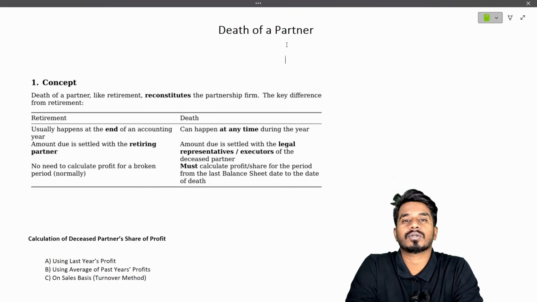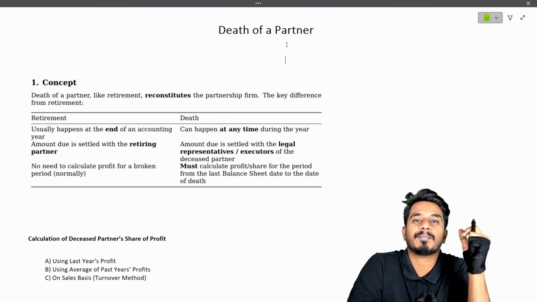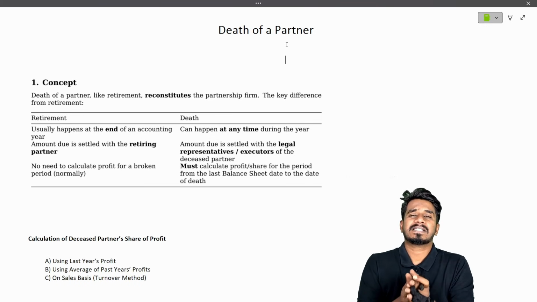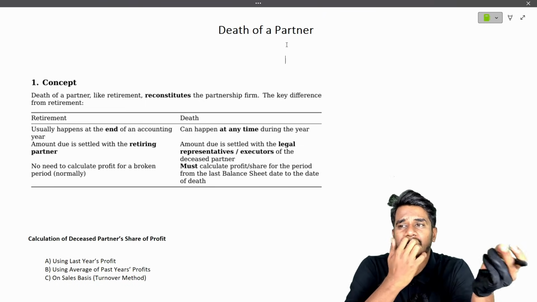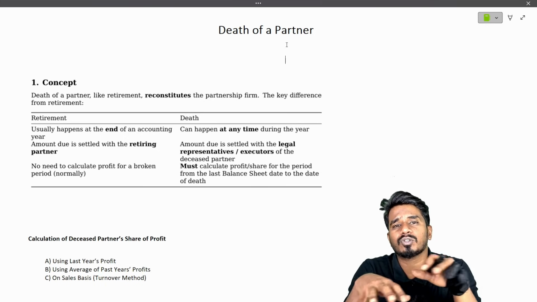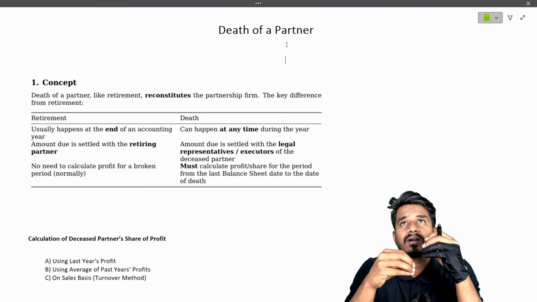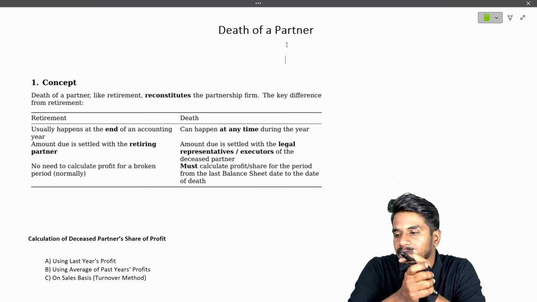In this video, we are going to discuss a very important topic, that is death of a partner. It is similar to retirement of a partner. Goodwill calculation, new profit sharing ratio calculation, everything is almost similar. What is the difference between these two? Let us see that.